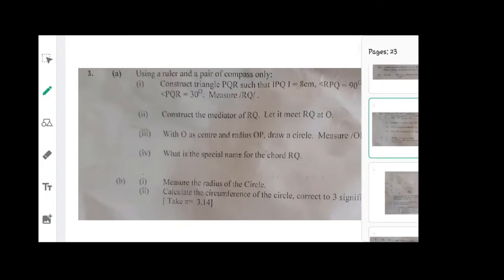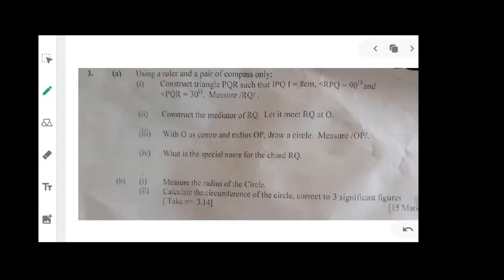Question 3. Using a ruler and a pair of compasses only, construct triangle PQR such that PQ equals 8 centimeters, angle RPQ equals 90 degrees, and angle PQR equals 30 degrees. Measure RQ. Construct the mediator of RQ. Let it meet PR at O, with O as center and radius OP. Draw a circle. Measure OP. What is a special name for the chord RQ? Measure the radius of the circle. Calculate the circumference of the circle, correct to 3 significant figures.